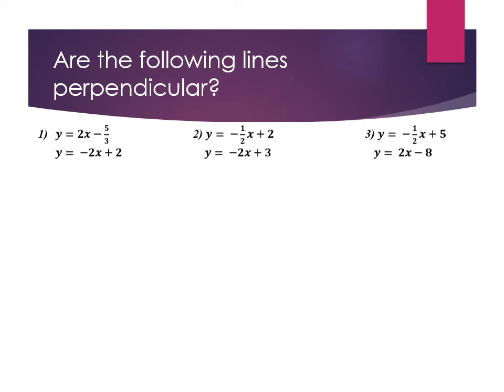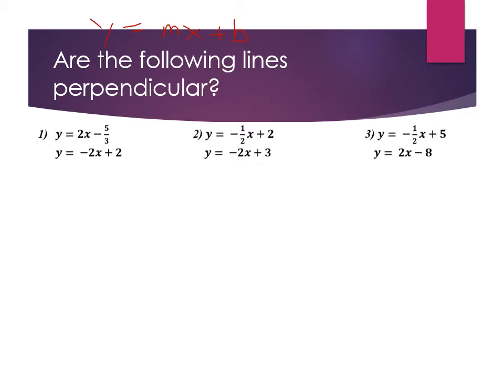All right, so are the following lines perpendicular? Again, it's nice when we have them in slope-intercept form. If you remember, slope-intercept form is y equals mx plus b. You can see that, it's kind of dark up there. If it's in slope-intercept form, the slope is what's in front of the x. The y-intercept isn't really important for this. The y-intercept here is -5/3. On the second equation, it's +2.